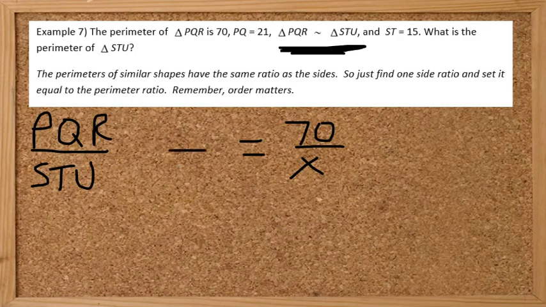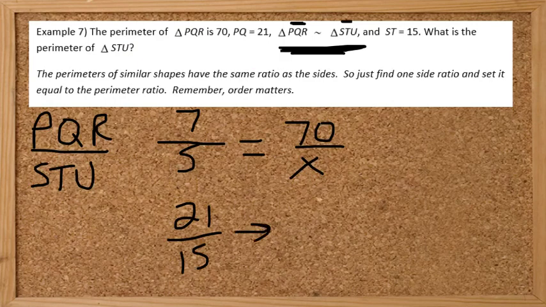Let's set up the other side of our proportion. We do know that PQ and ST correspond. How do we know that? Because of our similarity statement. PQ and ST are corresponding sides, so we can write that as 21 over 15. If you want to reduce that down to your scale factor, you definitely can. It doesn't really matter; it's just a preferential thing. I'm going to erase this 21 over 15 and reduce it down because I like it in the lowest possible terms, to 7 over 5.